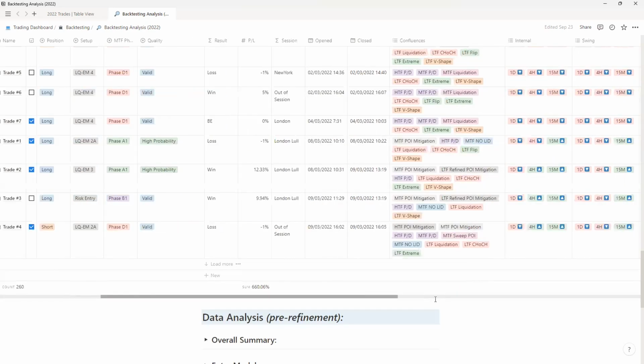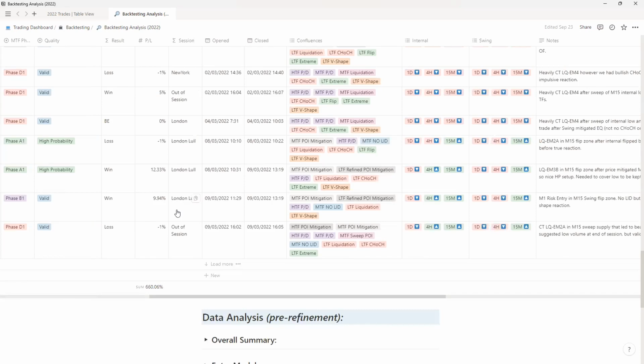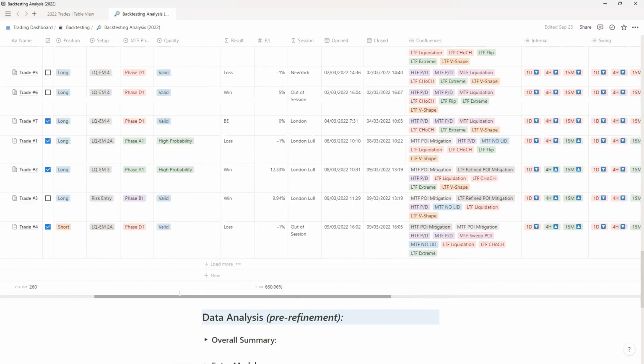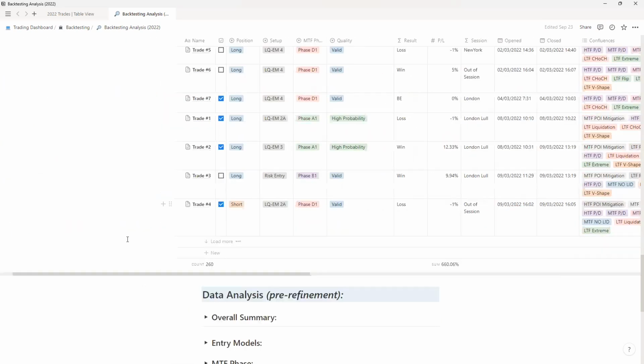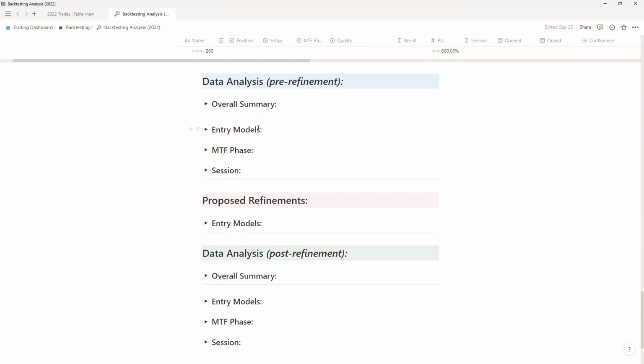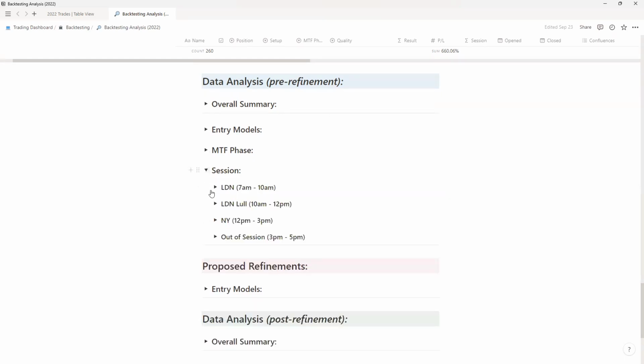Again, it could be, what sort of profit do I make on a Monday or during the London lull, if I'm out of session, if I'm trading in New York. There's a whole range of things you can go into a lot of detail about. But for me personally, I wanted to focus on my specific entry models and then also my medium time frame phases and my sessions. And I split that down into London session, and these times are all in GMT, by the way, so 7 a.m. to 10 a.m. London lull, which is usually a bit more quiet, 10 a.m. to 12 p.m. NY, and then out of session, which isn't really out of session, but this is just coming to the very end of the hours that I trade. And this is another little filter that I wanted to include.